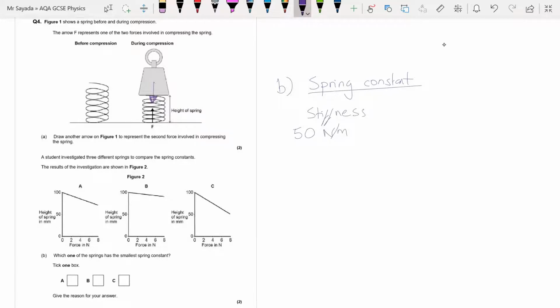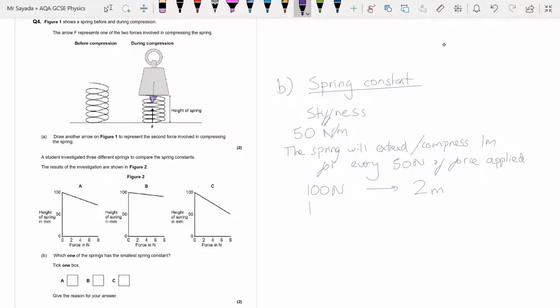So 50 newtons per meter means that the spring will extend or compress, stretch or squash, 1 meter for every 50 newtons of force applied. So that means if you were to apply 100 newtons of force, how much would the spring be extended? Say your answer to the video. Well, if it's going to extend 1 meter for every 50 newtons, that means 100 newtons, which is 2 lots of 50, will extend it 2 meters.